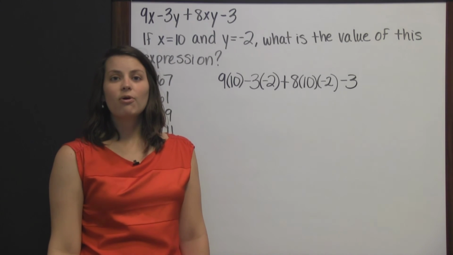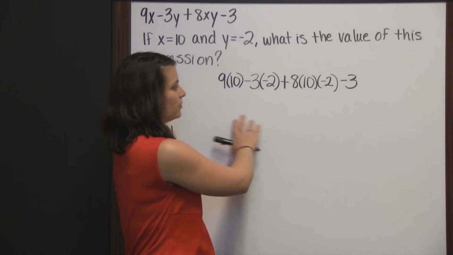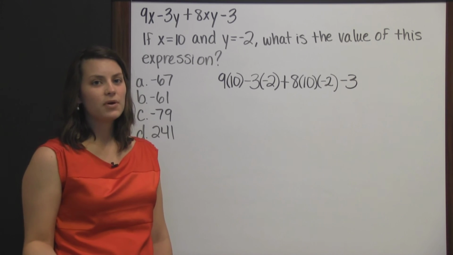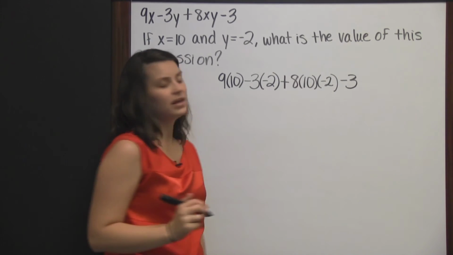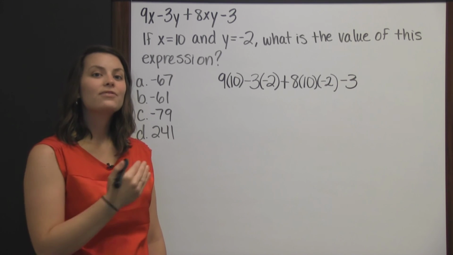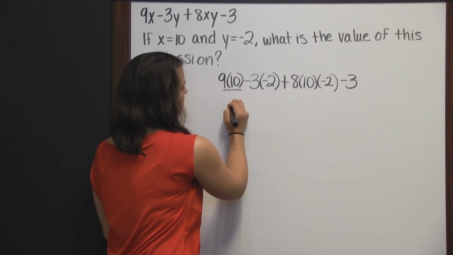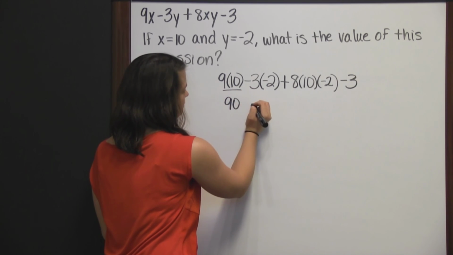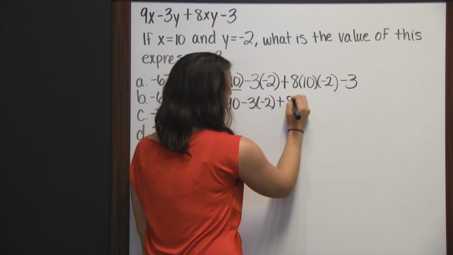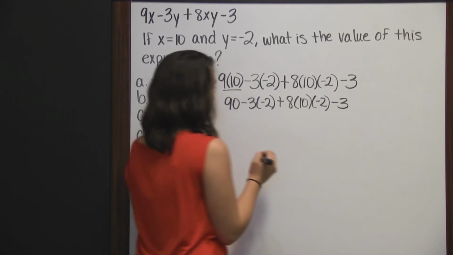Now we need to follow our order of operations. First would be grouping symbols, but in this case there aren't any. Next would be exponents, and again we don't have any. So after that is multiplication and division, working from left to right. Starting at the left, we have 9 times 10, which is 90. Minus 3 times negative 2 plus 8 times 10 times negative 2 minus 3.